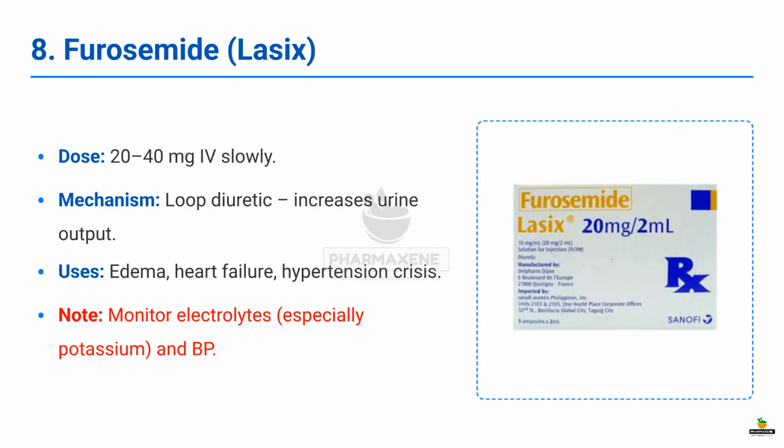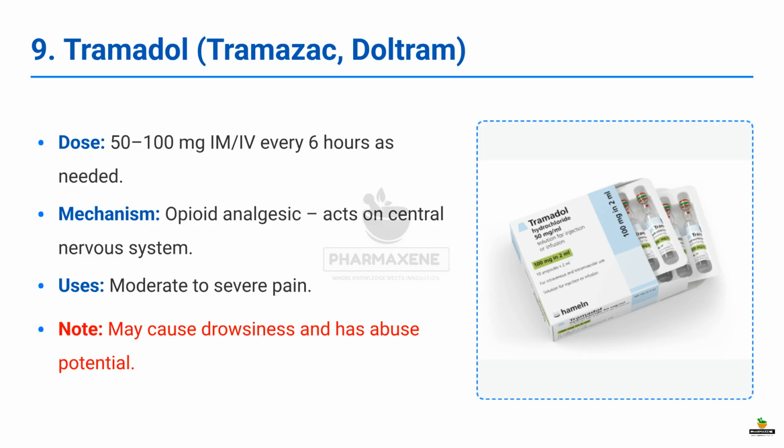Furosemide, commonly known as Lasix, is given as a 20 to 40 mg IV dose slowly. This loop diuretic increases urine output and is used for edema, heart failure, and hypertension crisis. Monitoring electrolytes, especially potassium, and blood pressure is important.